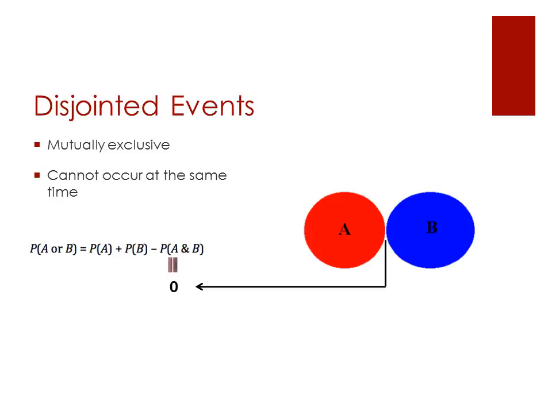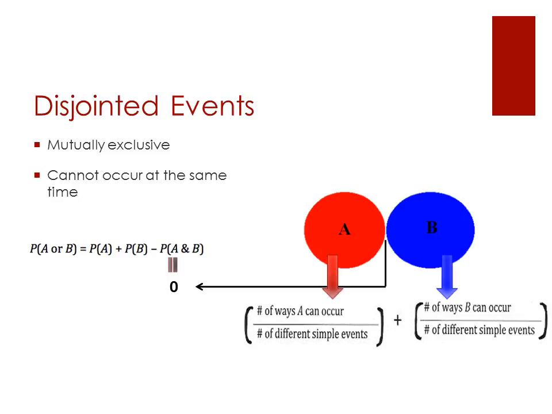So when we apply this to our probability addition rule formula that we have, we can see that we're going to have P of A plus P of B. And when we subtract the probability of A and B, that's going to automatically drop out to be a 0 because there is no overlap between them. So, again, we're doing probability of A. Remember, that is going to be the number of ways that A can occur out of the number of simple different events. And the same thing we're going to see for B.